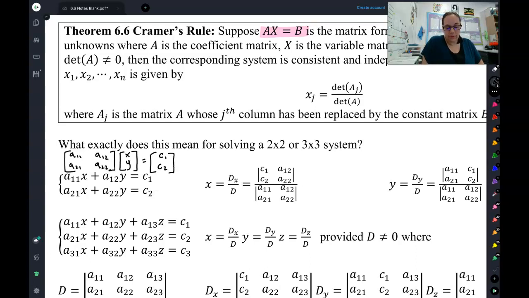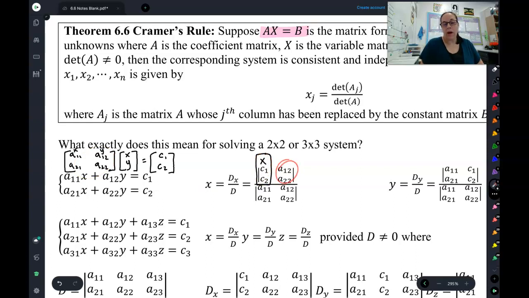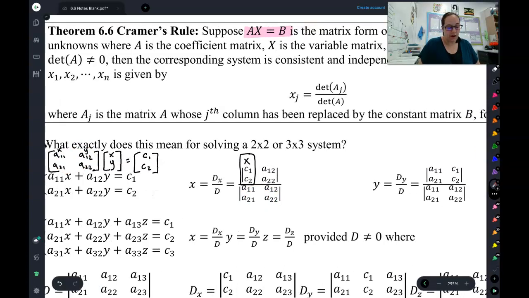In the numerator of the fraction, I'm going to make a very special determinant where I replace the x column with the constant matrix, and then I leave the other column the same. So this is like my x column and my y column. I take my coefficient matrix, I switch out the x column because I'm solving for x, leave the y column alone, divided by the determinant of the coefficient matrix. And that solves for x.